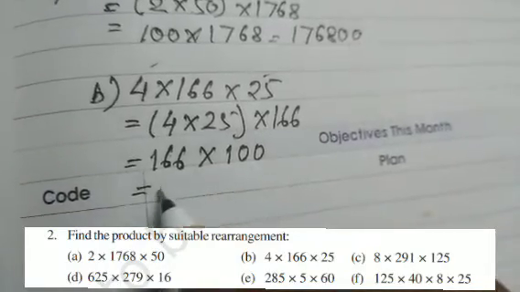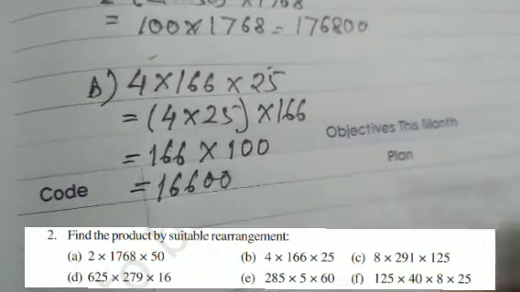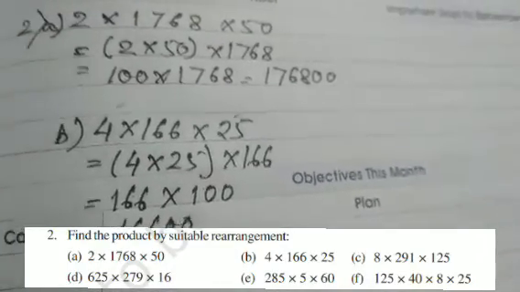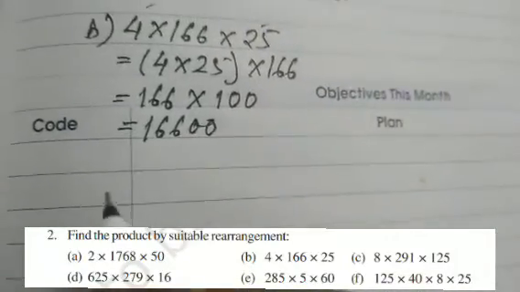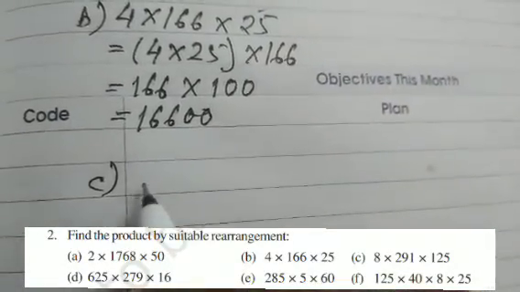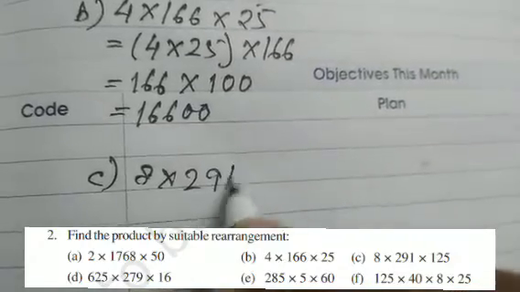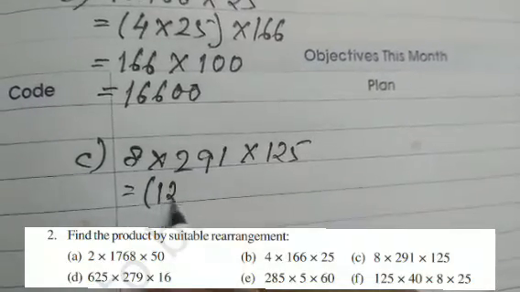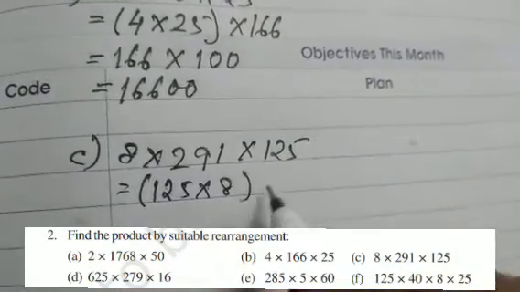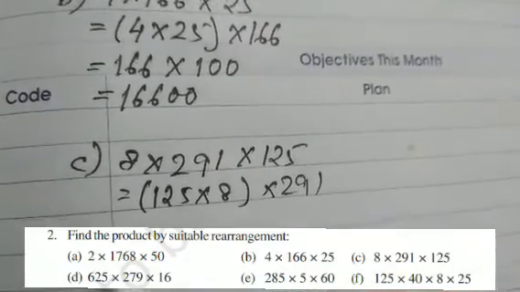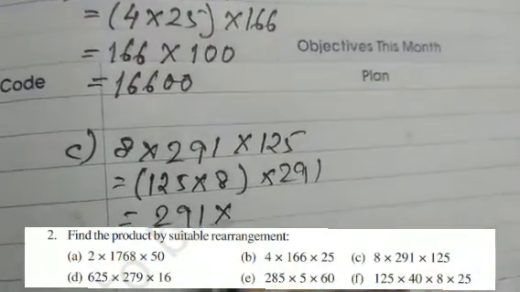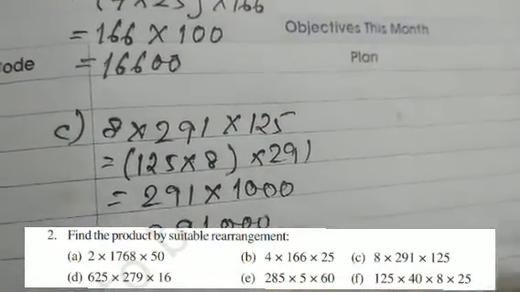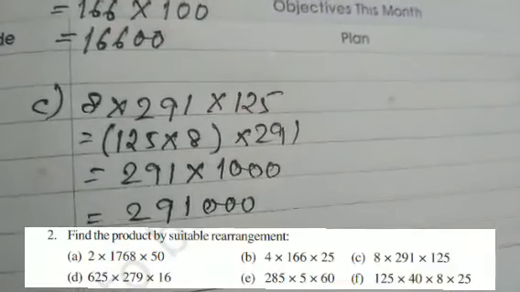I'm sorry, I think I said 1000 earlier. So this is the answer that comes: 16600. Next question, C. It is 8 into 291 into 125. Here I have 125 into 8, which is 1000, into 291. So I need not do a huge calculation and take a very long time. I can easily give this answer.